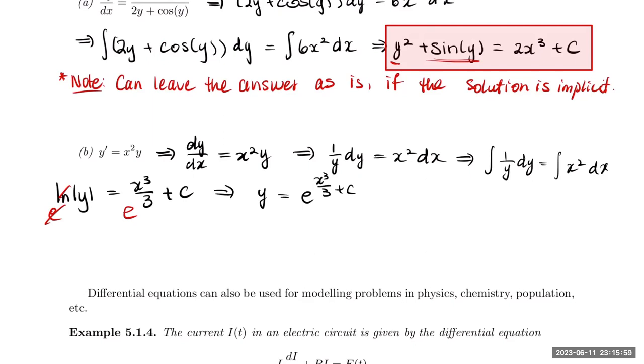Or alternatively, because we could also write this as e to the power c times e to the power x cubed over 3, I'm just going to let e to the power c be equal to a here. And so the general solution to the differential equation here is just going to be y equals a times e to the power x cubed divided by 3. Okay. All right.